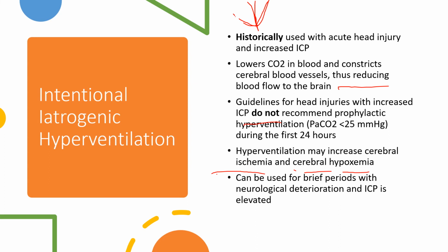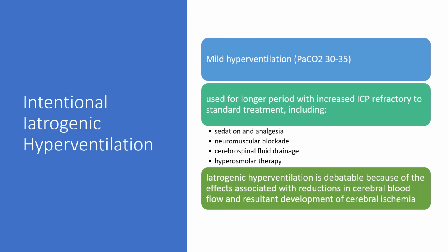So it can be used for brief periods with neurological deterioration. Their ICPs are going through the roof. Can you use it? Yes. However, what's the risk of it? Well, anoxic brain injury, ischemia of the brain, those things. So that's why it's more in that historical aspect there to use that CO2 less than 25 technique.